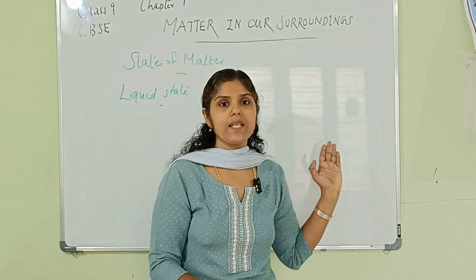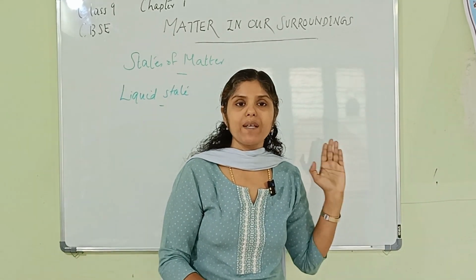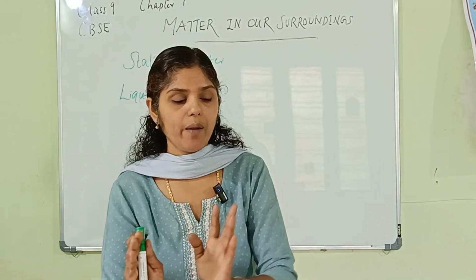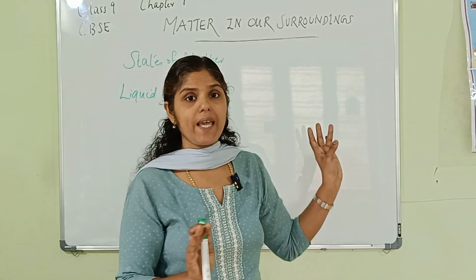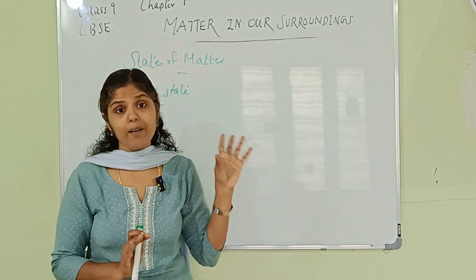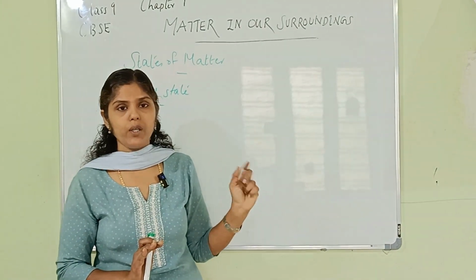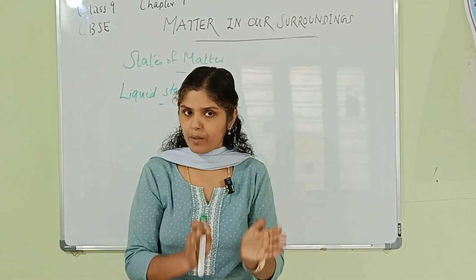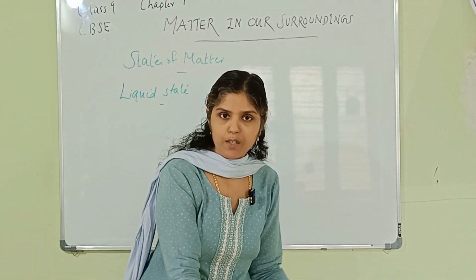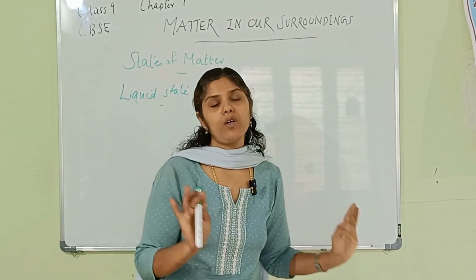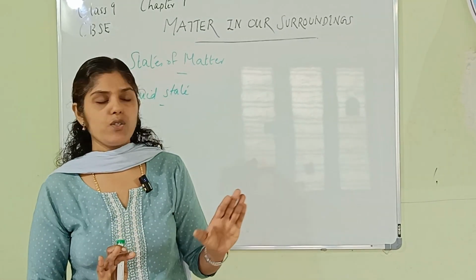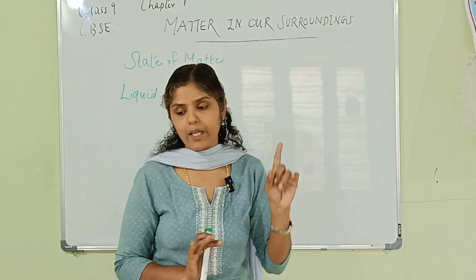So that means liquids have a fixed volume. The volume does not change while it is kept in a container, and when it is spilled on the floor, the volume remains the same. Understood? If 50 ml is in the container, then 50 ml will be on the floor itself. So there is a fixed volume for liquids.